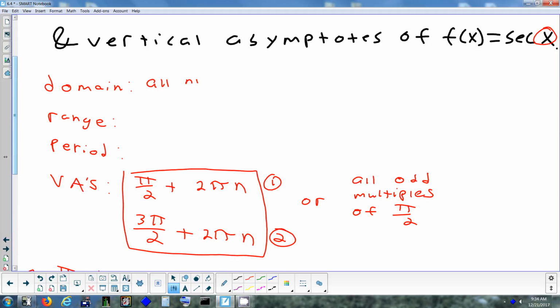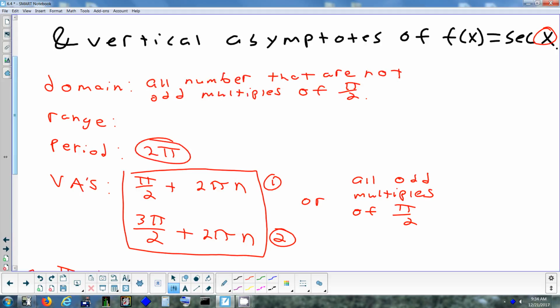So all numbers that are not odd multiples of pi over 2. So once you find your vertical asymptotes, then the domain is kind of automatic. Period. I actually already asked that question earlier. You just didn't write the answer. So period is 2 pi.